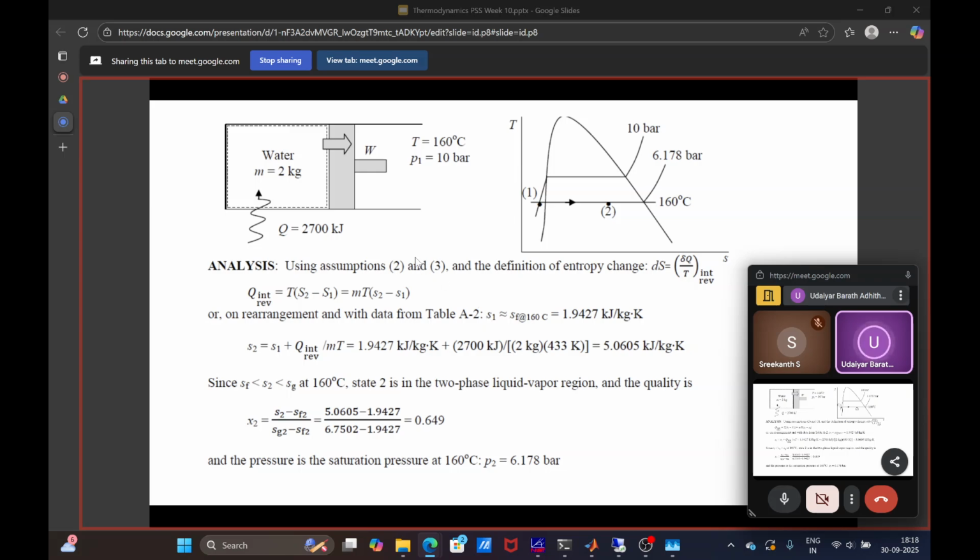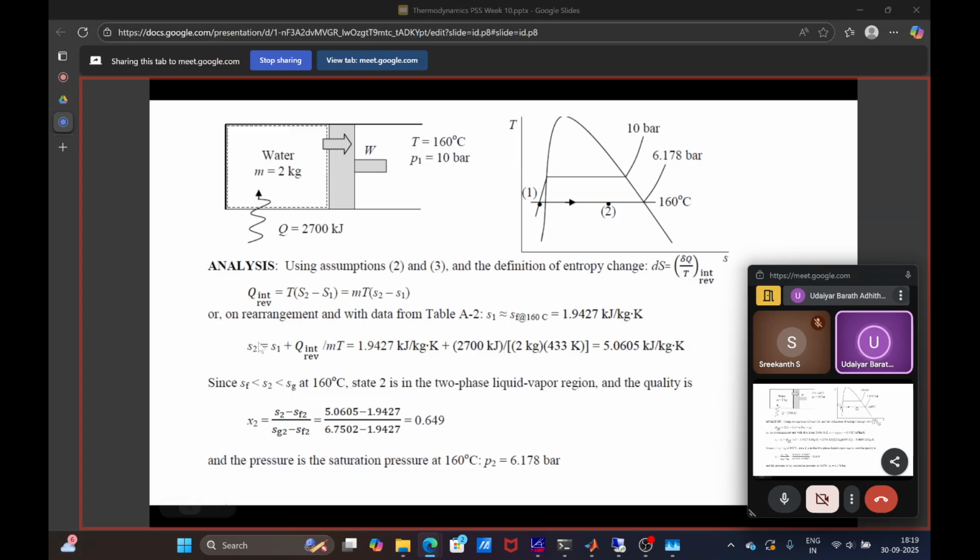Initially the water is at 160 degrees Celsius and 10 bar, so from the steam table you can find the entropy. S1 comes out to around 1.9427 kilojoule per kg Kelvin. We know the initial condition S1, we know the mass, and we know how much Q has been added, so we can estimate S2. Since it is an isothermal expansion, we also know the temperature.